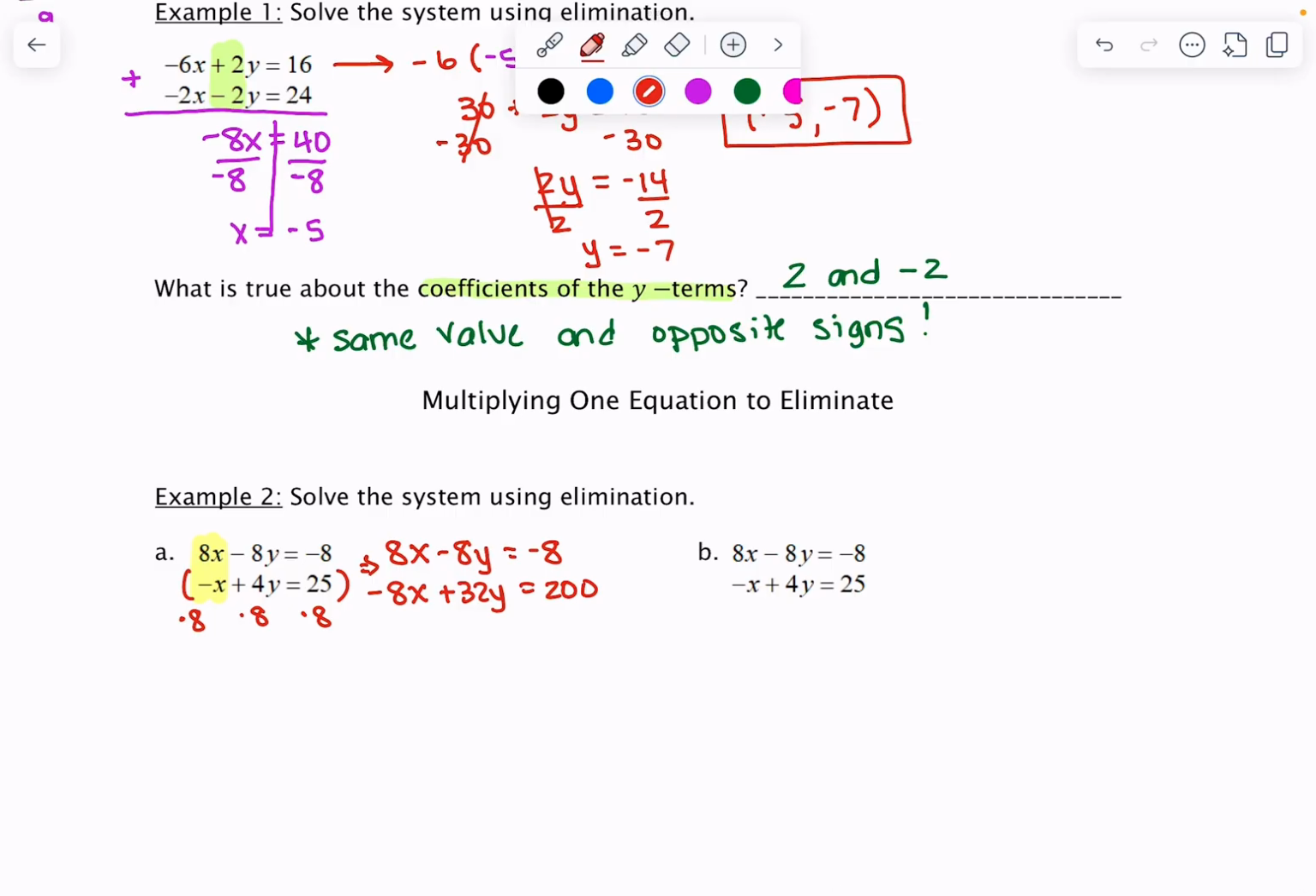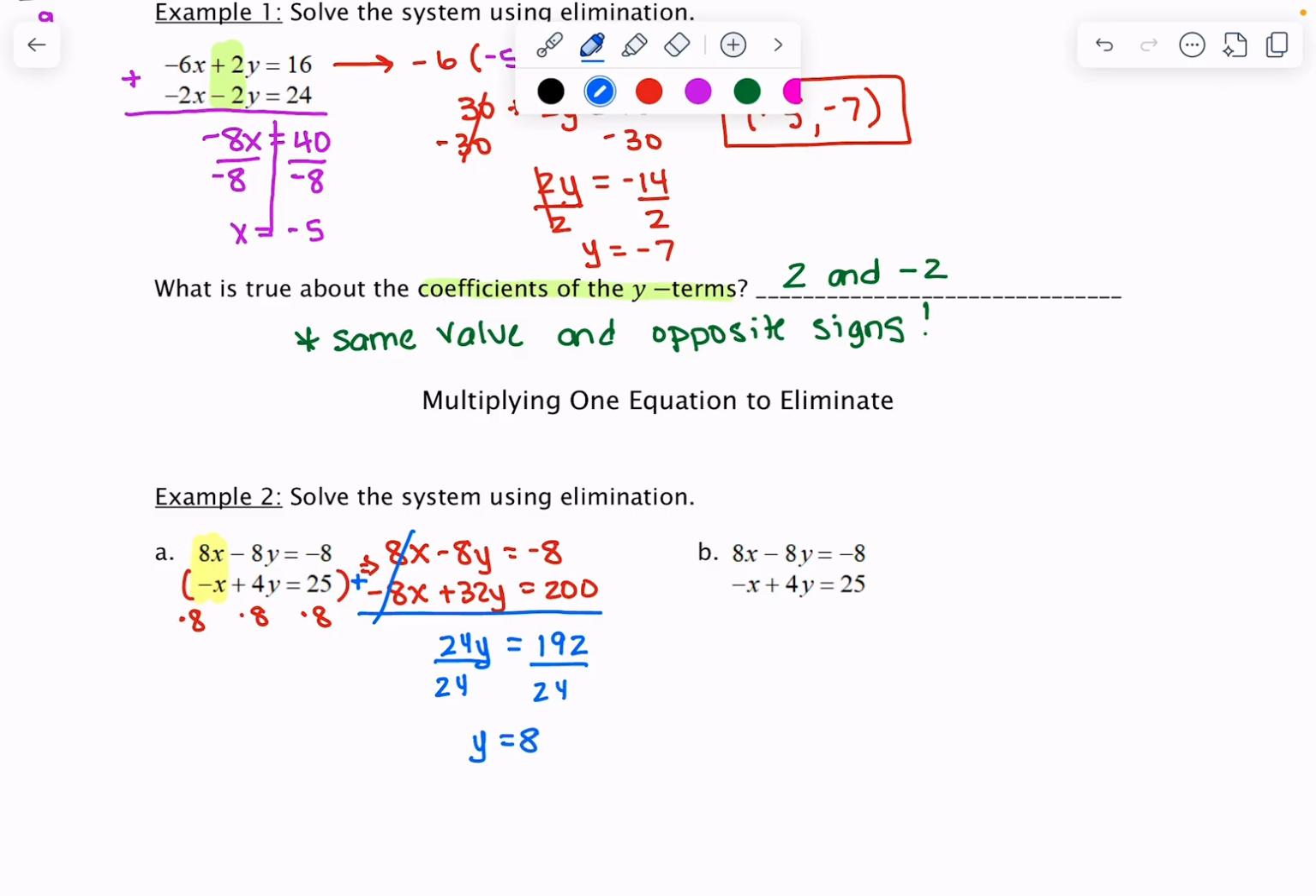Now I can go ahead and add these two equations together. I'll put my plus sign here and my line underneath. Notice here now 8 plus -8, they're eliminated. They went away, which is awesome. That's what I wanted. So now -8 plus 32 is going to give me 24y, and -8 plus 200 is going to give me 192. And that's a nice simple equation that I can just divide both sides by 24 and get y equals 8.